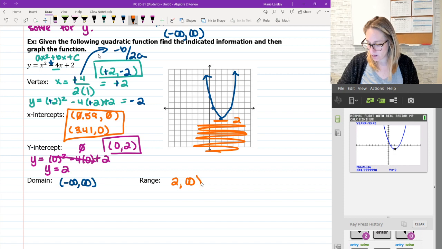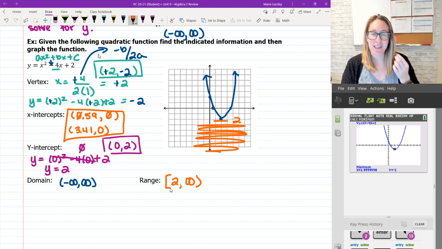Now we can put a little parentheses around positive infinity. The reason I didn't put anything in front of the 2 is because since our graph actually touches that point 2, we don't use a parentheses. We're going to use a bracket. Now, parentheses versus bracket. Bracket is when your graph can actually touch the point that you have right there. And since our graph actually does touch that 2, we can include that point, so we use a bracket.